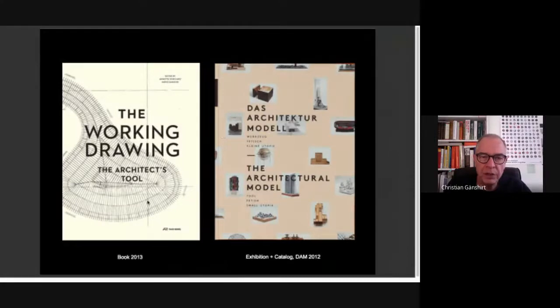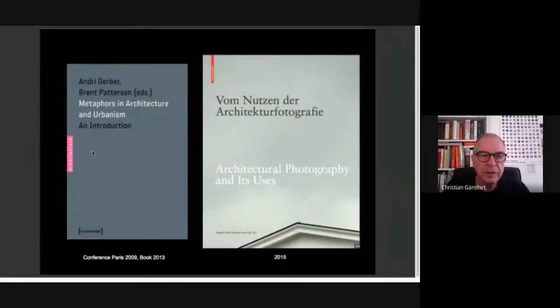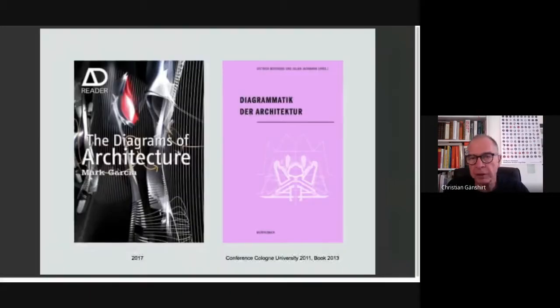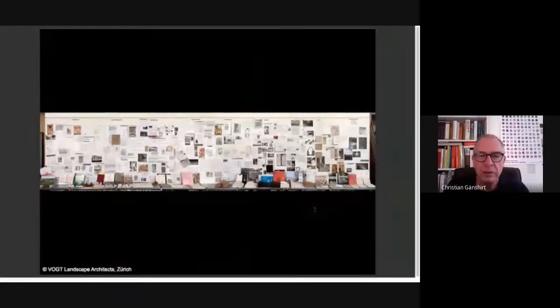Big books were produced on the working drawing as the architect's tool, the model as a tool, and the fetish and this modeltopia. So these working drawings, they are impressive. It's impressive to see how architects at work draw very differently from the drawings we might find in glossy architecture books. This is one by Jean Prouvé, for example, from his workshops. Others did studies on metaphors in architecture and urbanism, on architecture photography, on the diagrams of architecture, diagrammatics in architecture. And most surprising, one colleague did a book on collecting as a tool for modern architecture. I found it quite surprising, but also quite convincing.